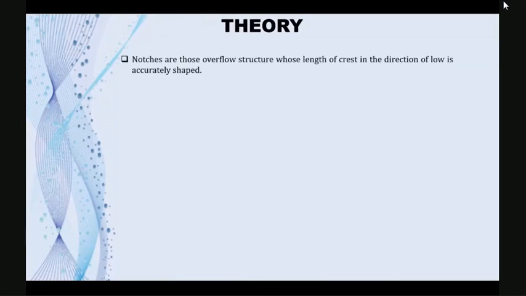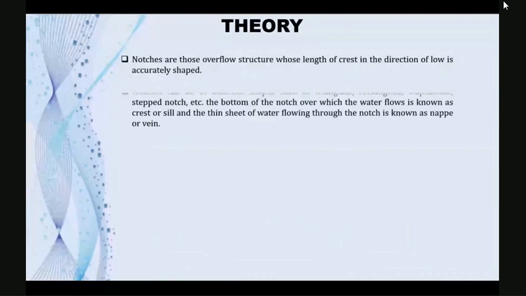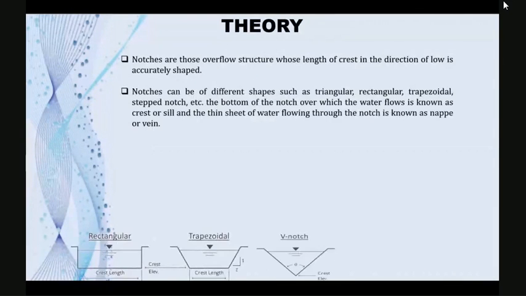Thank you, Gurneet, for passing over the presentation to me. Now we will learn about notches. Notches are those overflow structures whose length of crest in the direction of flow is accurately shaped. Notches can be of different shapes, such as triangular, rectangular, trapezoidal, step notch, etc. The bottom of the notch over which the water flows is known as the crest or sill, and the thin sheet of water flowing through the notch is known as the nape or vein.